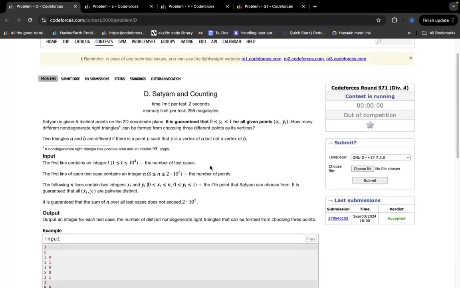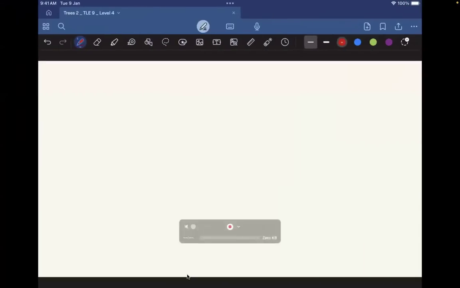So guys, now let's move on to problem D. I hope problem C is clear for everyone. Okay. So what is problem D? Satyam is given n distinct points on the 2D coordinate. It is guaranteed that y is either 0 or 1 for all given points xi, yi. How many different non-degenerate triangles can be formed using 3 different points as its vertices? Okay. So guys, this is a very interesting problem.